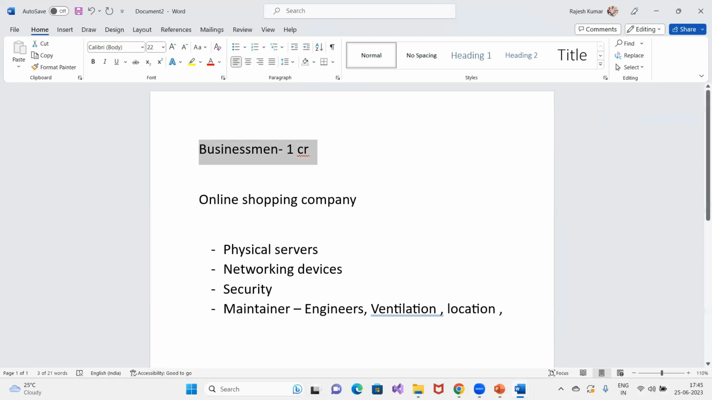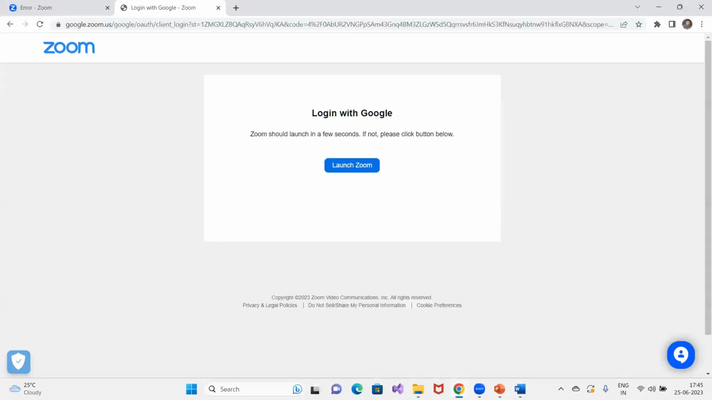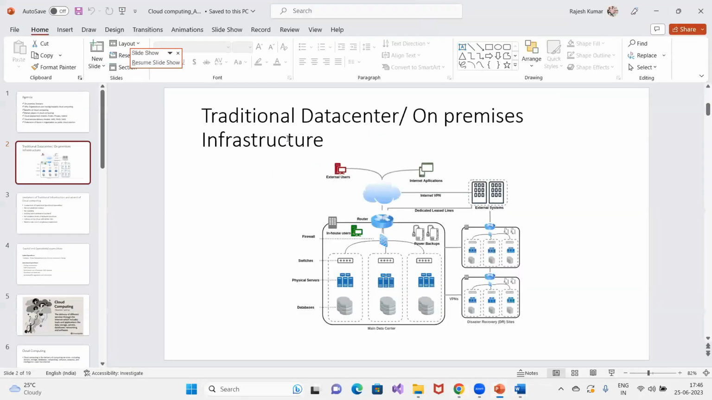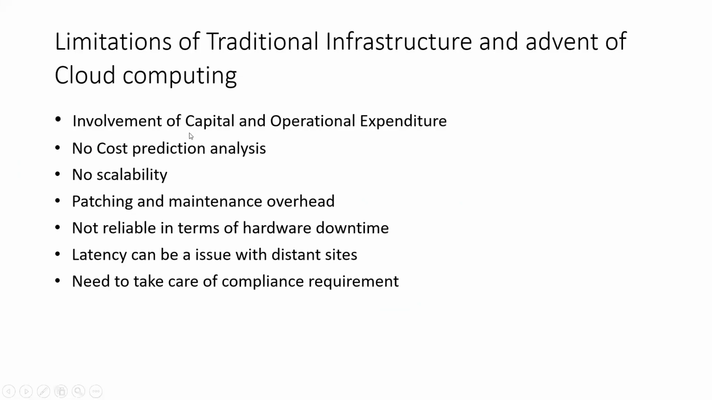But before the cloud, when the cloud was not in the picture, in order to set up any kind of organization, in order to start any business, we needed to invest a lot in the infrastructure. We needed to purchase the physical equipment. So that was the costly thing. So the first limitation of traditional infrastructure, when the cloud was not there in the market, was the involvement of capital and operational expenditure. In order to set up anything, we need to invest in the CapEx and OpEx.